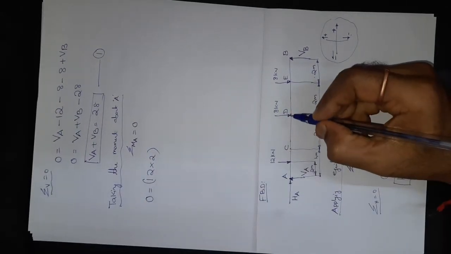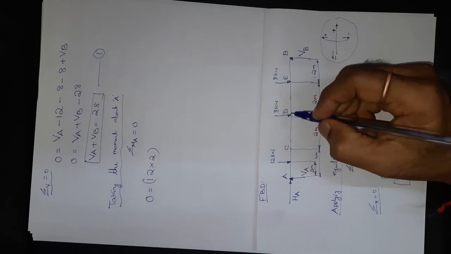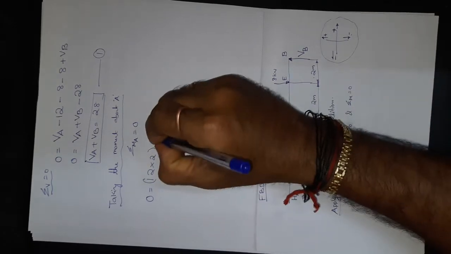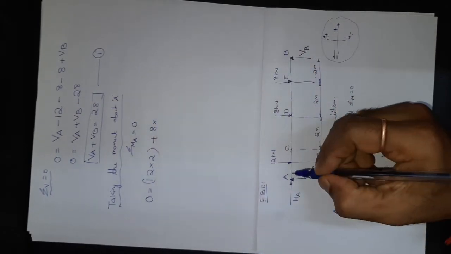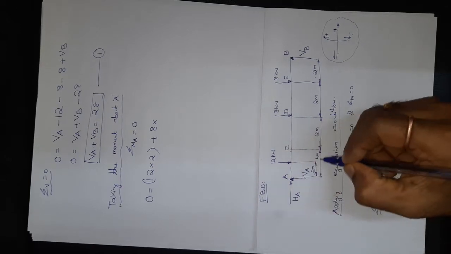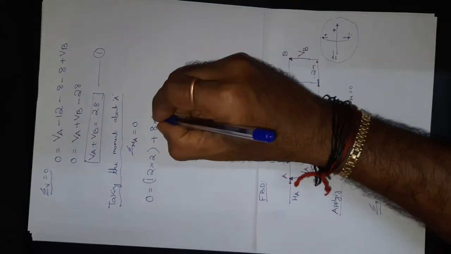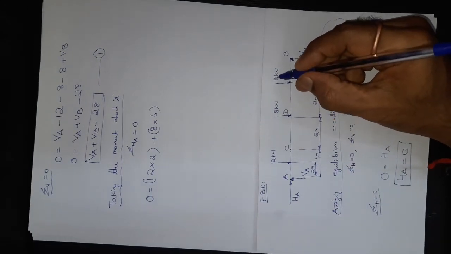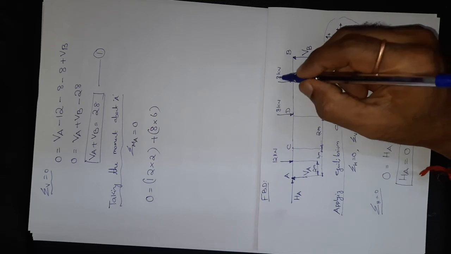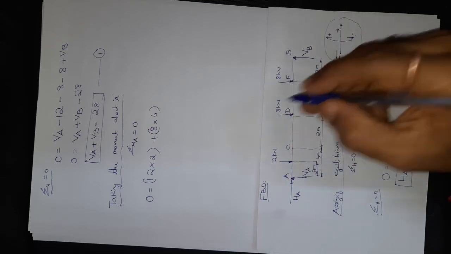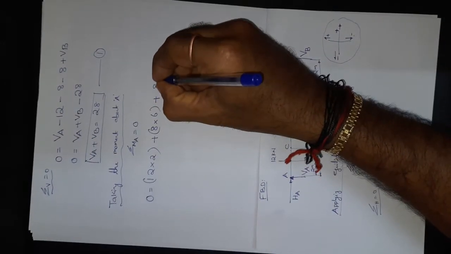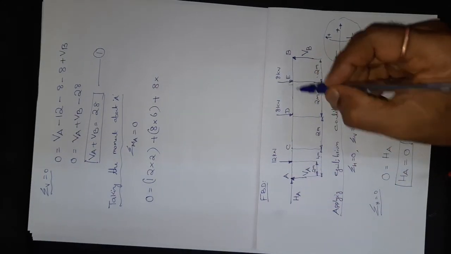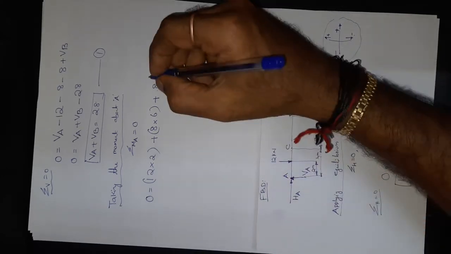Let me move to the next force at D, which is acting vertically downwards, and it tends to rotate the object in clockwise direction, which will carry positive sign, 8 into its perpendicular distance from the origin. From the origin, it is 4 plus 2, which is 6. Let me move to the next force at E, the magnitude of 8, which is acting vertically downwards, and it tends to rotate the object in the clockwise direction. So positive sign, 8 is the force. And what would be the perpendicular distance from the origin? It is 4 plus 2 plus 2, which is 8.